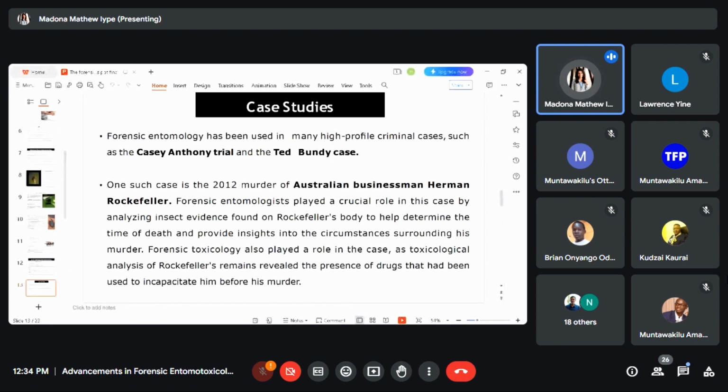The forensic entomology has been used in many high-profile criminal cases, such as the Casey Anthony trial case and the Ted Bundy case as well. And now there's one major case in which forensic entomotoxicology played a very important role. In 2012, the murder of Australian businessman Herman Rockefeller. Here, forensic entomotoxicology played a very important role in the analysis of Rockefeller's remains, revealing the presence of drugs that had been used to incapacitate him before his murder.